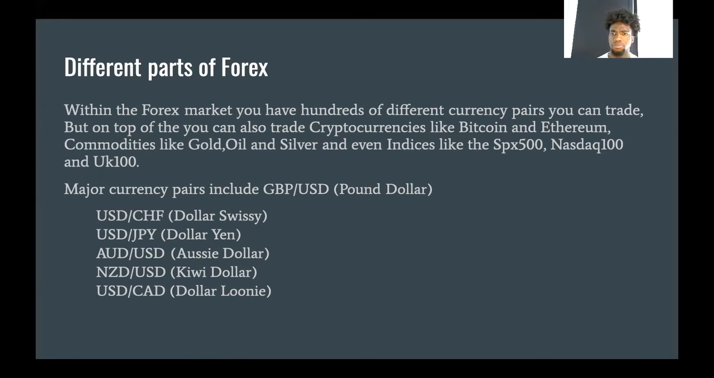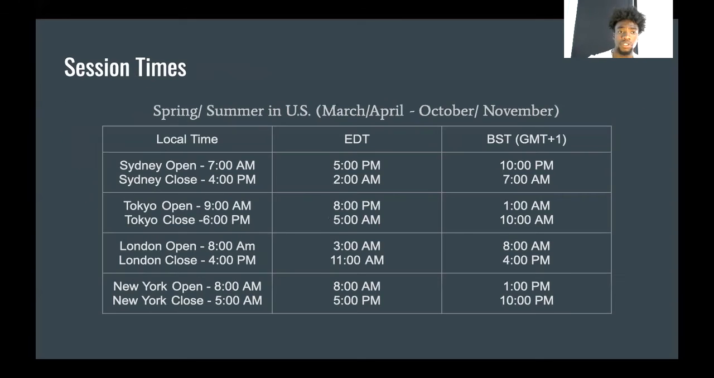You also have different branches, like exotics and crosses, that you can get into. I like to keep it simple.